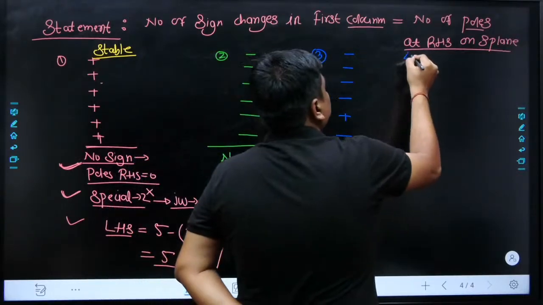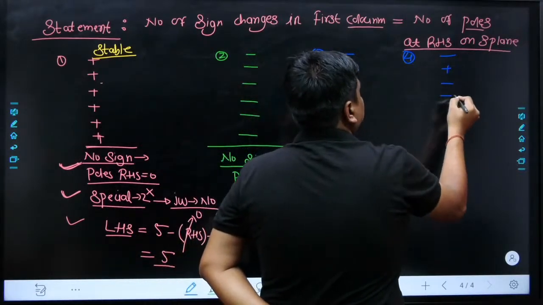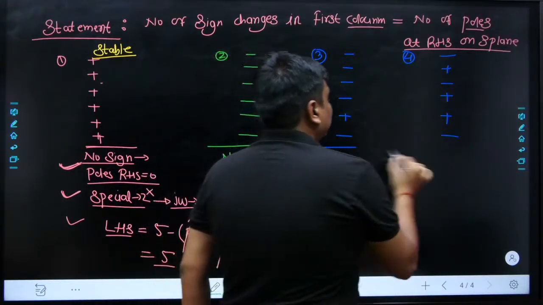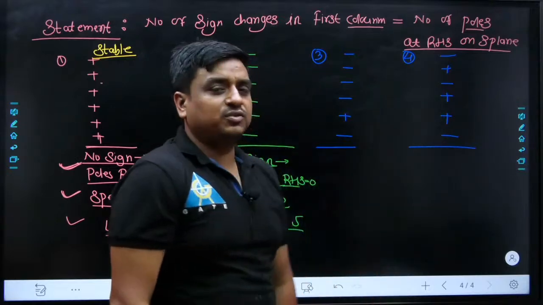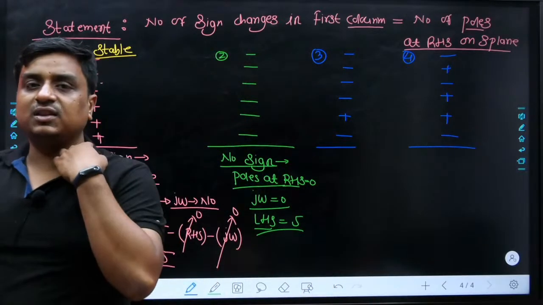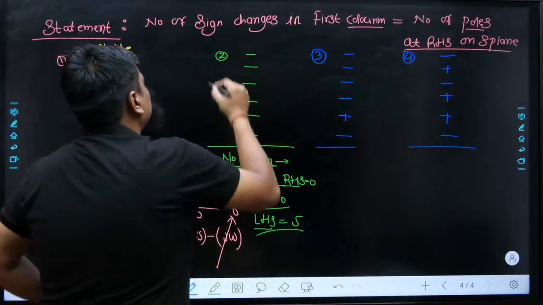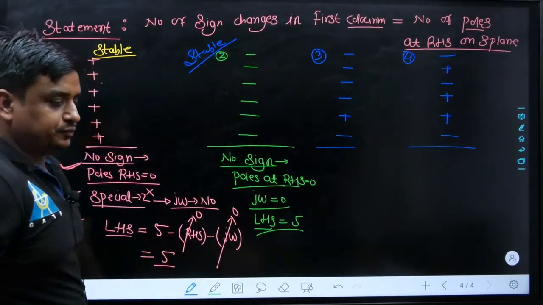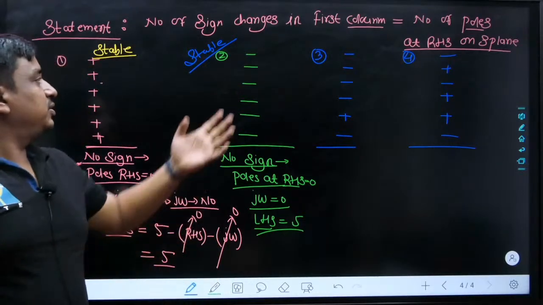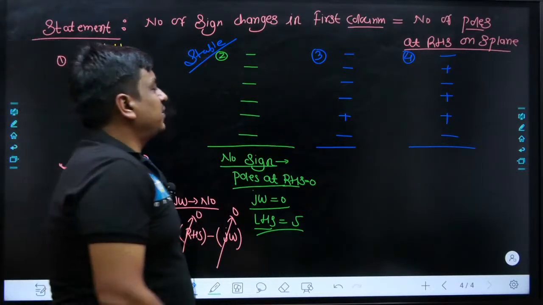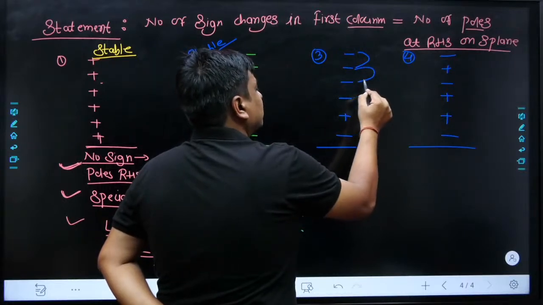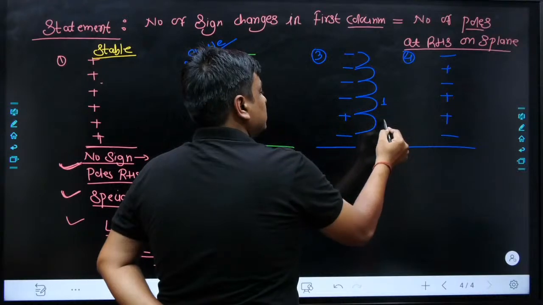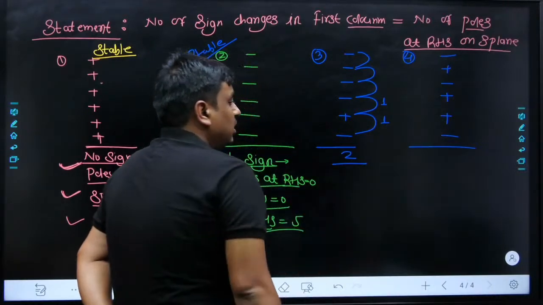And let's take the fourth one. Minus, plus, minus, plus, plus, plus, minus, plus, plus, minus. Tell me how many sign changes we have in the third system as well as the fourth system. The second is also a stable system. Tell me how many sign changes we have. See, minus to minus, no sign change, minus to minus, no sign change, minus to minus, no sign change, minus to plus one sign change, plus to minus another sign change. The first sign change goes here, the second goes over here. The two sign changes we have.